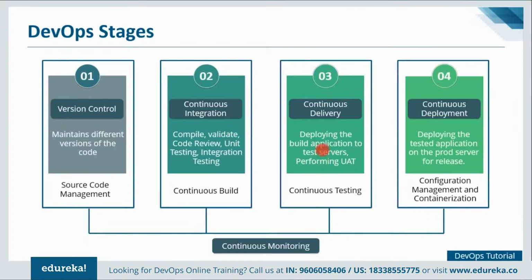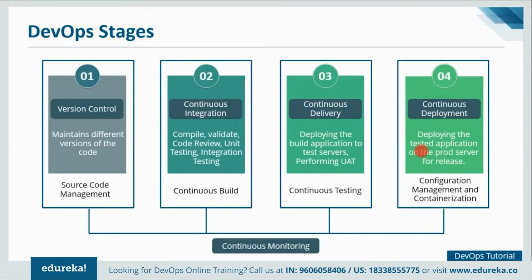Next, what happens? You deploy your application onto the prod servers for release once your application is tested successfully. This can also be automated, but it is not a good practice because, before releasing your product in the market, you need to perform certain other checks. You need to market your product.